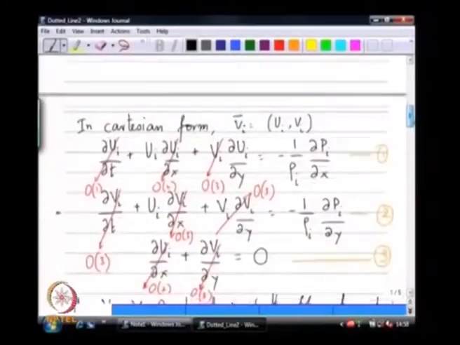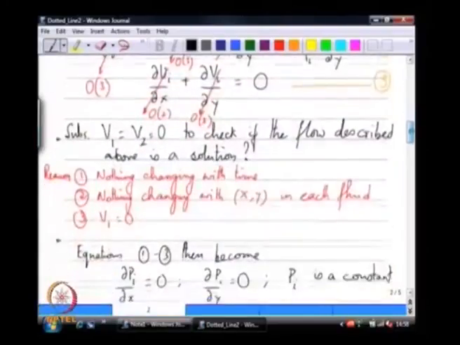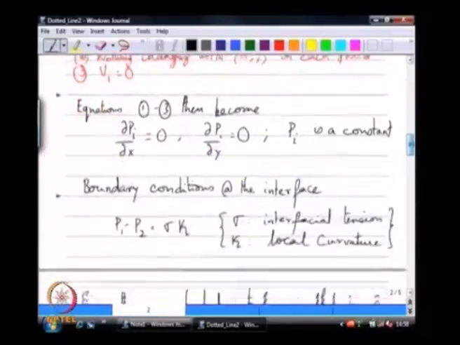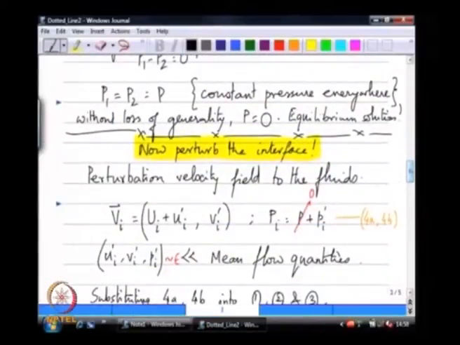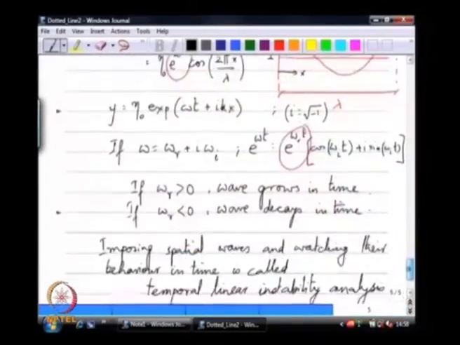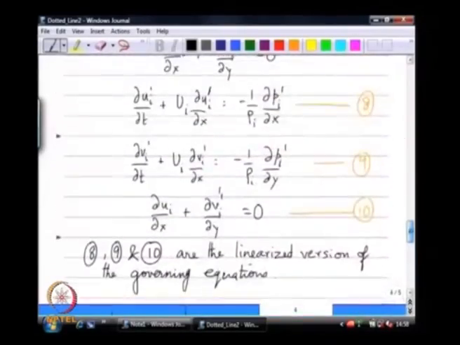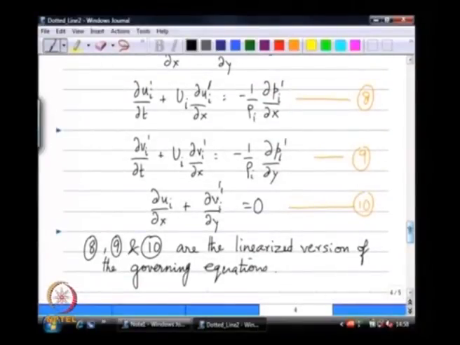Okay. So, just to quickly recap, we started with the full Euler's equations, showed that the mean state is a solution. Then we perturbed the interface using the prime quantities and wrote a set of linearized governing equations in the prime quantities, which are these equations 8, 9 and 10.